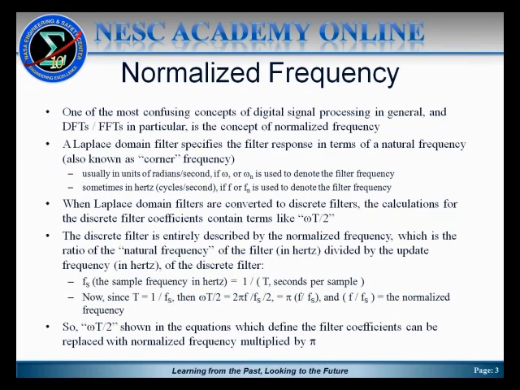Now in the Laplace domain, or the S domain, or for continuous filters, typically we define the filter response in terms of a natural frequency, which can also be known as a corner frequency, and it's usually specified in radians per second. The convention used, if the filter is defined in radians per second, is usually the Greek symbol omega, or sometimes omega n for a lag frequency and omega L for a lead frequency, to note that filter frequency. Sometimes, however, it might be defined in hertz or cycles per second.